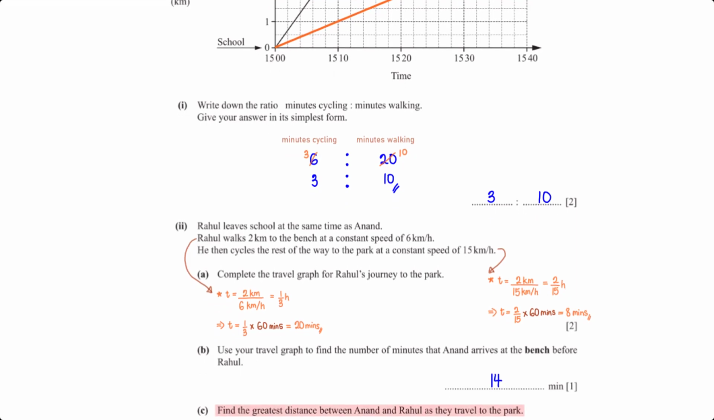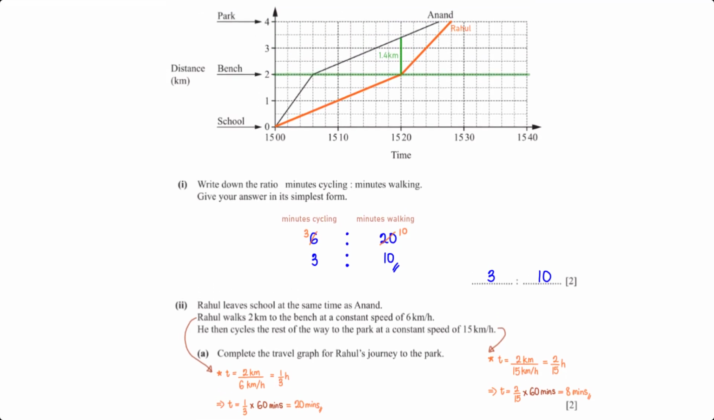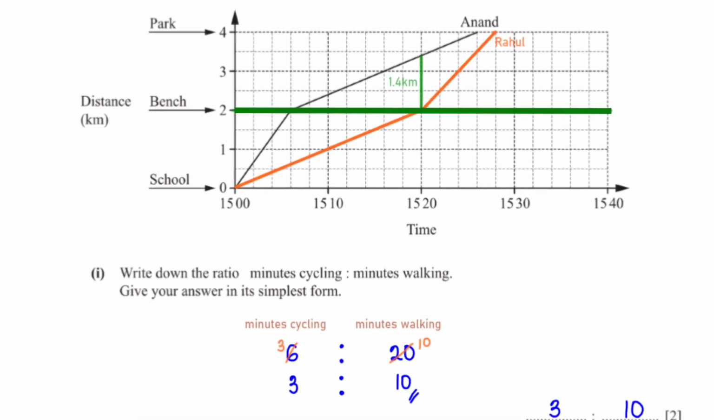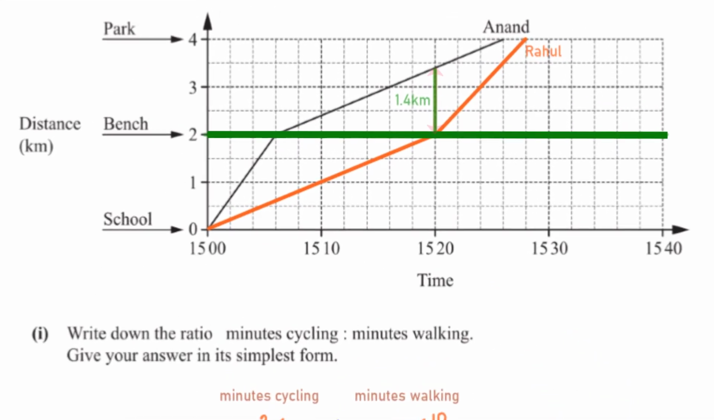Find the greatest distance between Anand and Rahul as they travel to the park. Above this line, the graph shows the journey of Anand and Rahul from the bench to the park. This line gives us the greatest distance between them during this journey. Each vertical line segment is 0.5 kilometers. This line covers almost 3 vertical line segments, so a good estimate would be 1.4 kilometers.